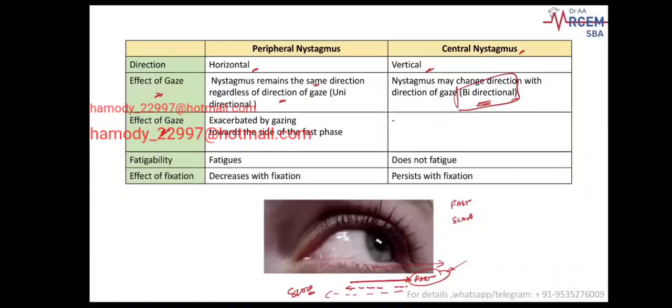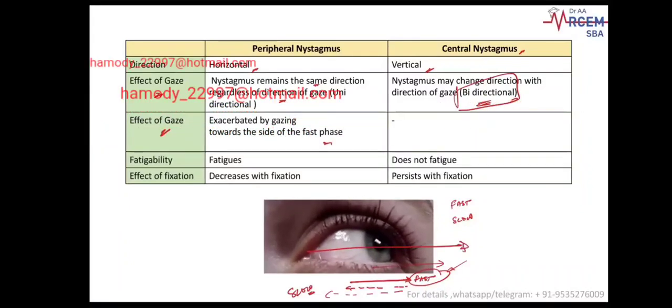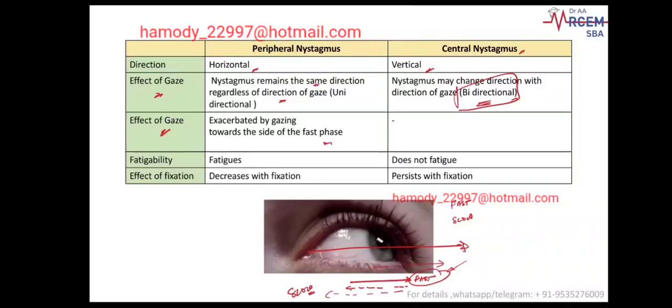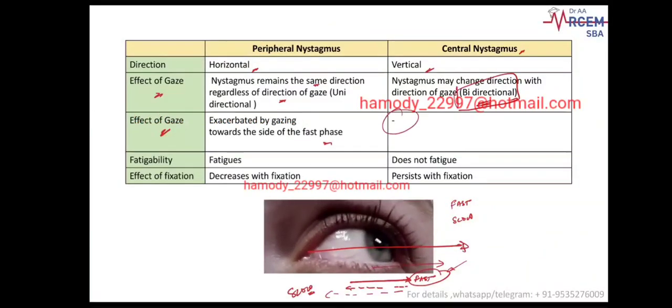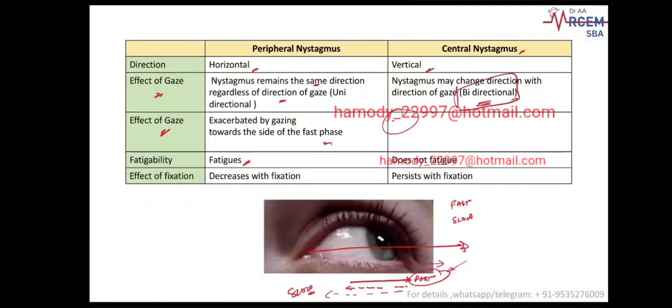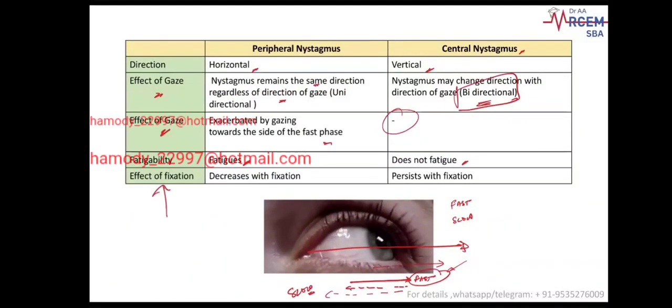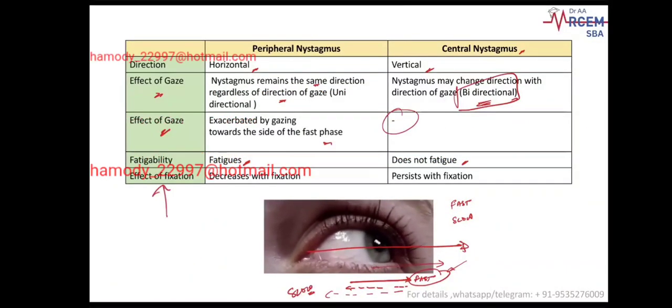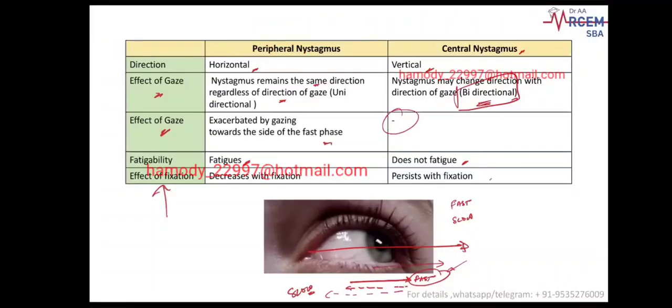Effect of gaze: when you're looking towards the fast phase, for example, this patient has fast phase this side and the patient is looking at this side, it will get worsened. It will not have any effect on central vertigo. The gaze effect will not be there. Fatigue is seen in peripheral vertigo. Fatigue is not seen in central vertigo. Effect of fixation: if you ask the patient to look at one place and fix their gaze, this might reduce the nystagmus, which doesn't happen in central vertigo.